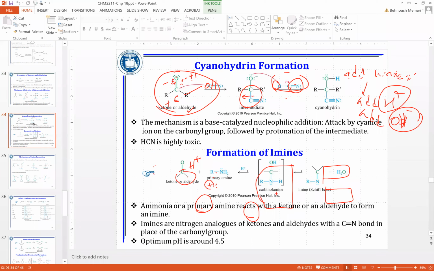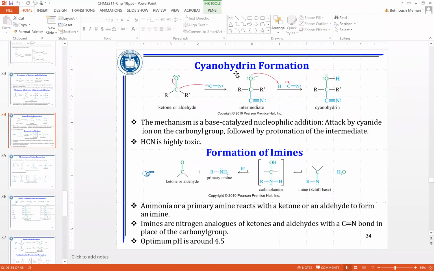Cyanohydrin formation. What you're adding in this case is, you have the C=O double bond, and to the C=O double bond you add basically HCN. If you look at the molecule of HCN, the H is positive, and then the CN is going to be negative. So hydrogen is going to be added to oxygen, and CN will add to the carbon. So you end up with CN attached to carbon and the hydrogen attached to the oxygen. So you end up with cyanohydrin.